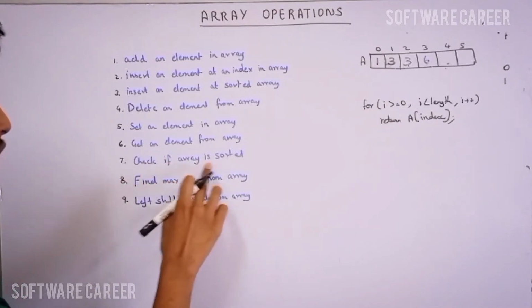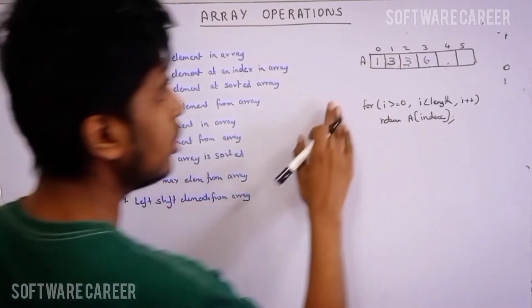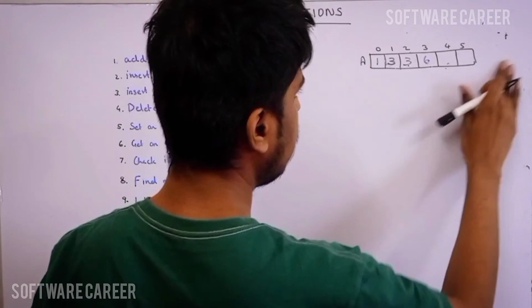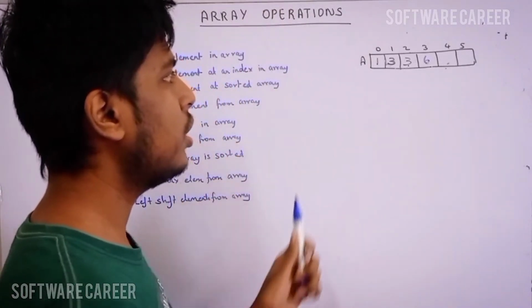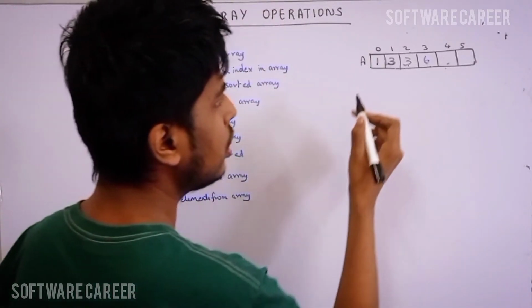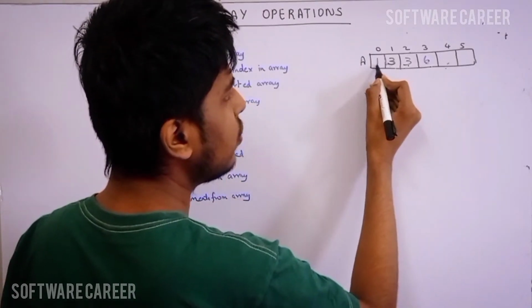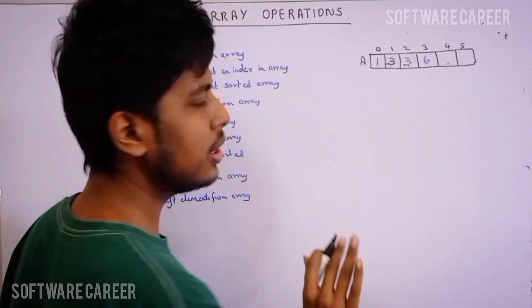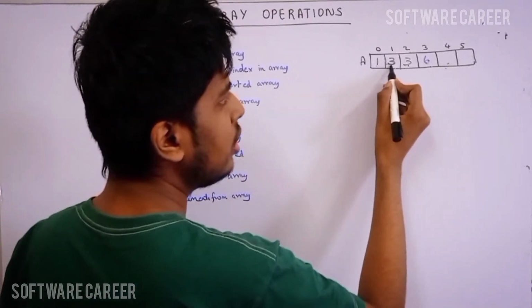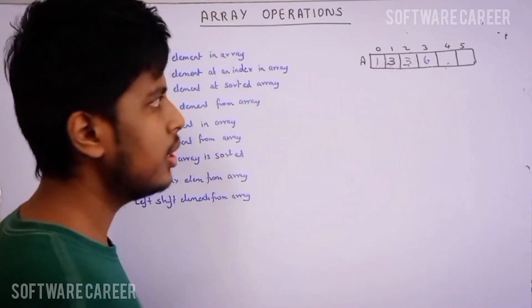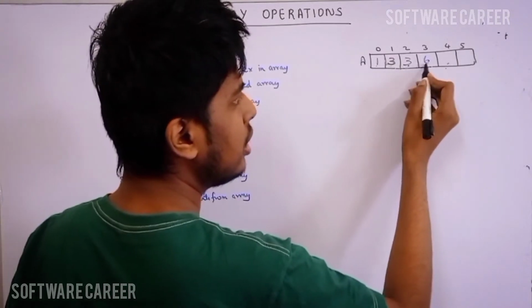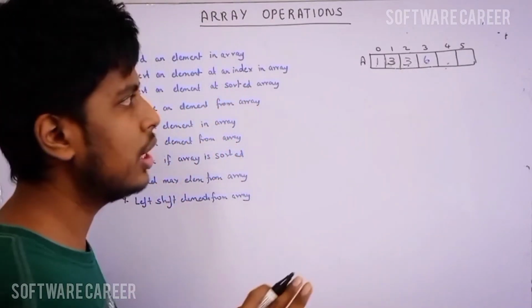Now let's see how to check whether an array is sorted or not. To check whether the array is sorted or not, you should compare the adjacent elements. You should compare whether 1 is less than 3. Yeah, it's less than 3. Now compare whether 3 is less than 3. Yeah. Now compare whether 3 is less than 6. Yeah, it's less than 6. So the array is sorted.